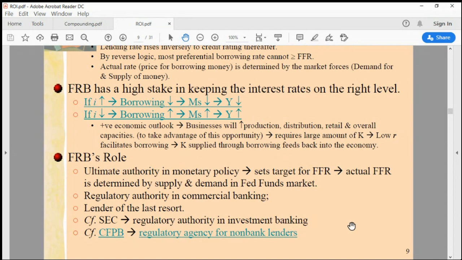Now, the Federal Reserve's role. First of all, the Federal Reserve is the central bank of the United States. No other country has a name like that. The central bank of England is the Bank of England. The central bank of Japan is the Bank of Japan. The central bank of South Korea is the Bank of Korea. But only in the U.S. is the central bank called the Federal Reserve. And Bank of America is not the central bank; it's just a commercial bank.